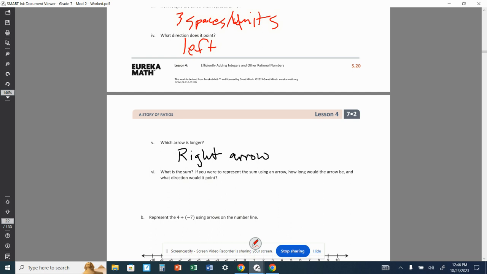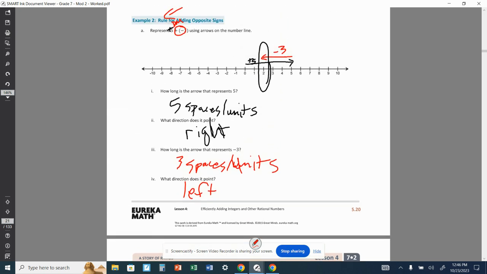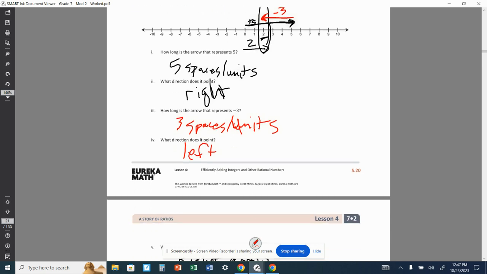Right, what's the sum? If we represent the sum using an arrow, how long would it be? In what direction? It would be a total of 2 to the right. Remember, that's where we ended. So look, again, starting here, we go 5 spaces to the right, and then we go 3 spaces to the left. We end at 2. So to start from the beginning, it would be an arrow that's 2 spaces to the right.